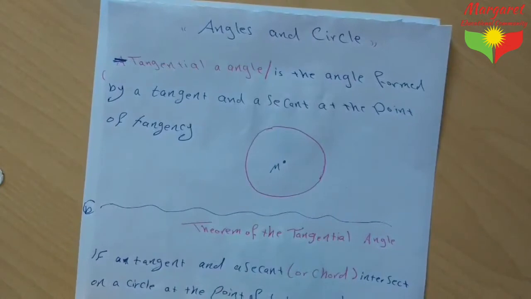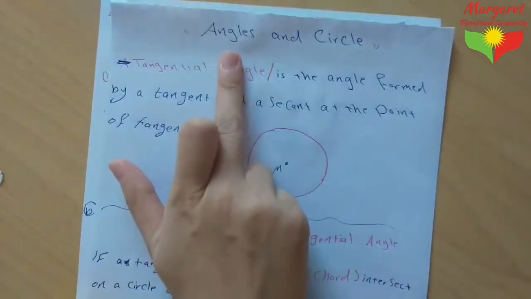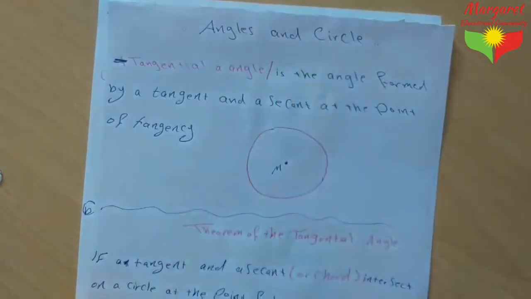Hello grade 9, today I will discuss a new lesson. In chapter 6 we have lesson 5. We have a new subject, it's called angles and circle.